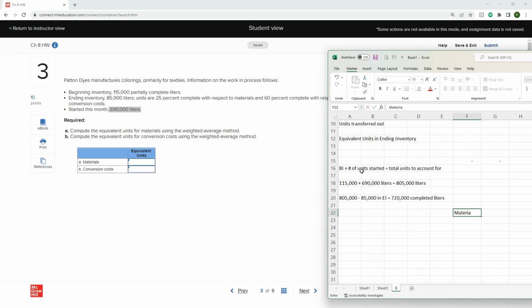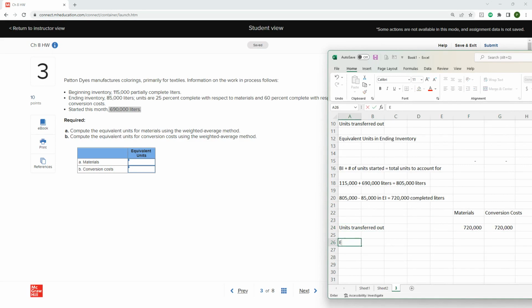Remember, our first number is units transferred out, and so that's going to be the same for materials and conversion costs. We transferred out 720,000 liters that were complete. Next, the equivalent units in ending inventory.